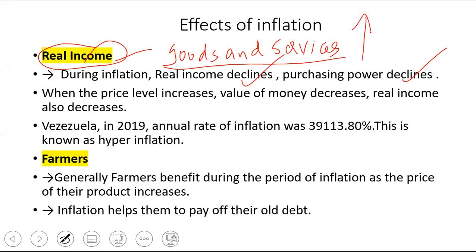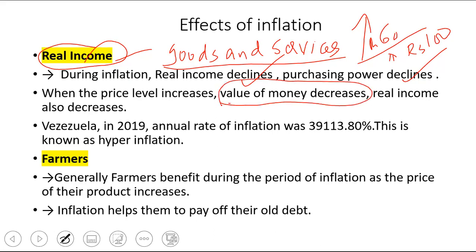Earlier I was paying, say for example, 60 rupees per liter for petrol. Now I am paying 100 rupees per liter, more than 100. There is a 40 rupees difference, but my income has not increased. My salary remains the same, maybe less. So my real income is declining. When the price increases, the value of money decreases. All this relation you have to understand. And real income also decreases.